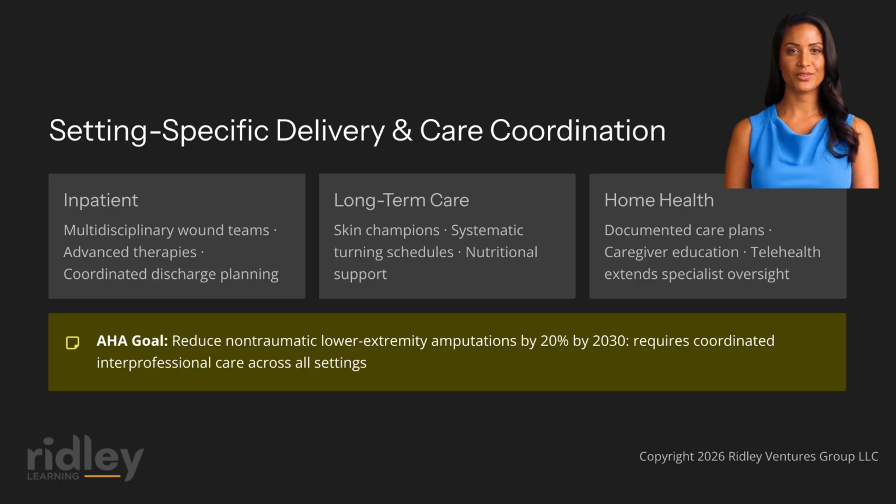In long-term care, prevention-focused programs with designated skin champions, systematic turning schedules, and nutritional support form the foundation of effective wound management. In home health settings, clear documented wound care plans, caregiver education, and regular monitoring enable early detection and intervention, with telehealth platforms extending specialist oversight to community-based patients.